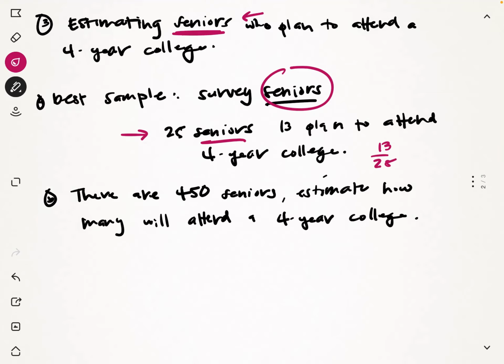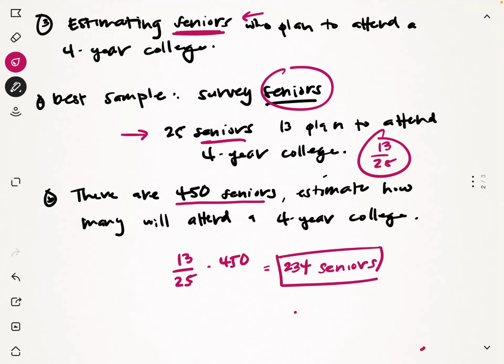to estimate. Okay, so part B is asking us, okay, well, there's 450 seniors total. Estimate how many will attend college. So what we're going to do is take this ratio here, and multiply it up by 450. And that's going to give us approximately how many people, if the data is good that we collected, are planning to go to college. So 13 divided by 25 times 450 is 234 seniors.